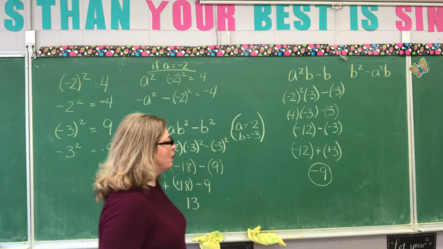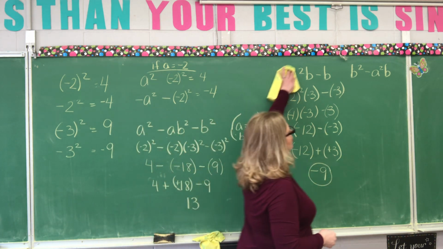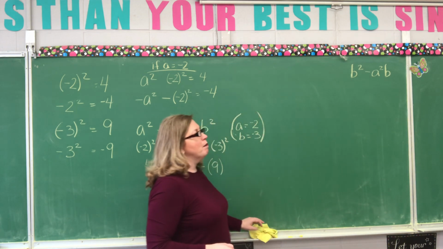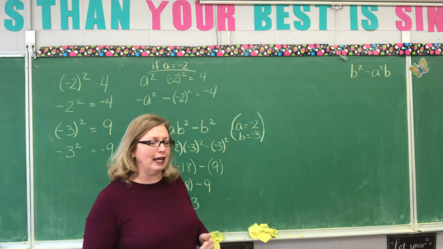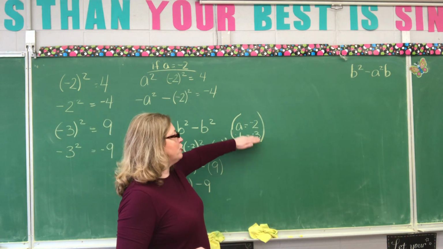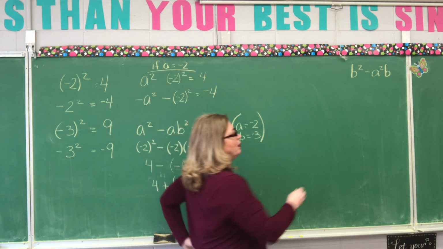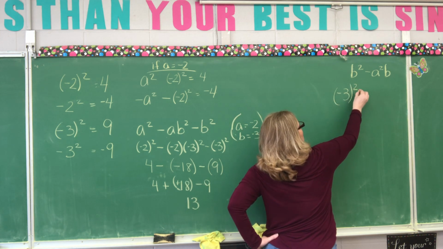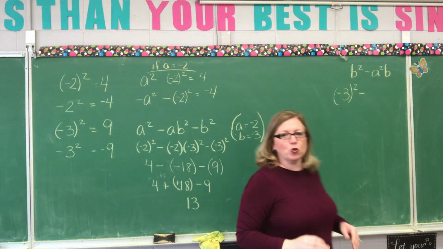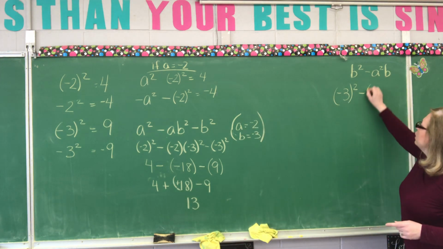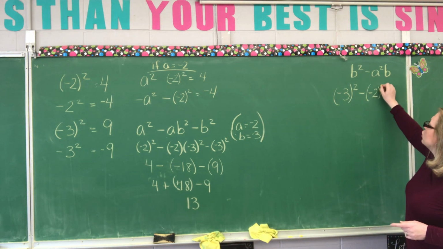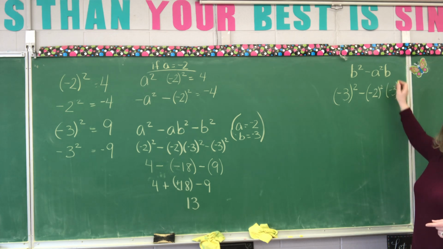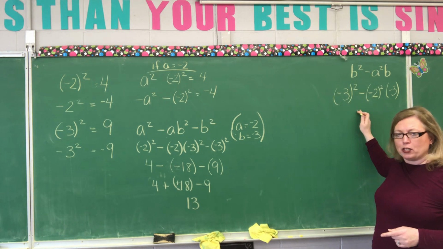Let's look at this next one. Okay, I'm going to erase this one just for room's sake. Okay, we have b squared minus a squared b. Again, if we're going to use negative 2 and negative 3, the first one is going to be a negative 3, and we're going to square that. Minus a squared is going to be our negative 2. So we have negative 2, we're going to square it, multiply that by a negative 3. I wrote my equation, I substitute my equation.